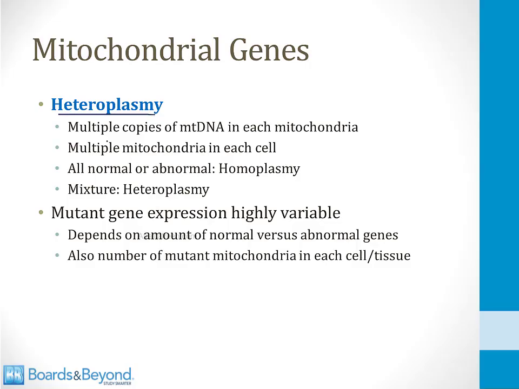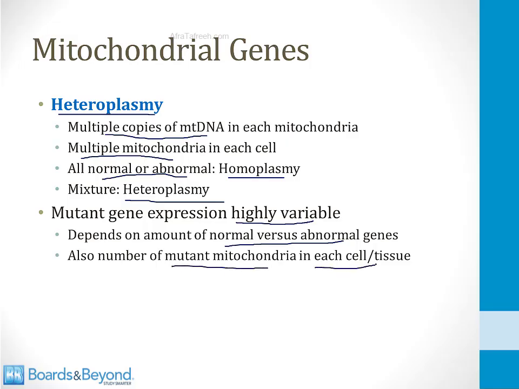It turns out there are multiple copies of mtDNA in each mitochondria, and in addition, there are multiple mitochondria found in each cell. If all of the mtDNA in a particular cell is normal or abnormal, that cell is said to display homoplasmy. The more common condition, however, is that cells display a mixture of normal and abnormal genes in the mitochondria, and this is called heteroplasmy. And because of heteroplasmy, mutant mitochondrial gene expression is highly variable. It depends on the amount of normal versus abnormal genes in each mitochondria, and also the number of mutant mitochondria in each cell or tissue.